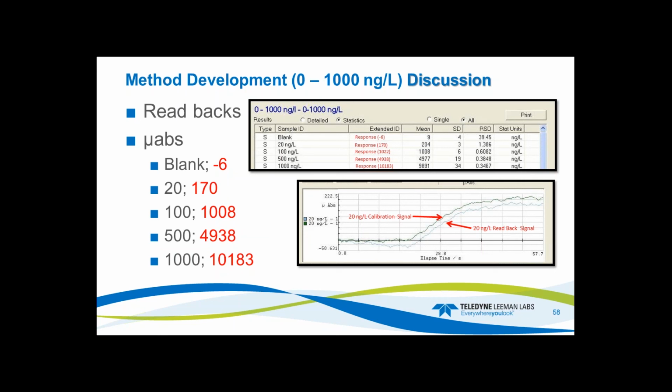Readback is 4938 for the 500. Calibration was 4977. Nice steady signal, reproducible results. That tells me the system's working very well. For the 1000, the calibration was 9,091, and the readback was 1,183.